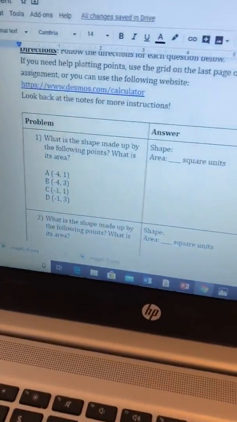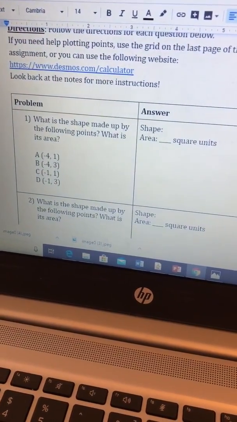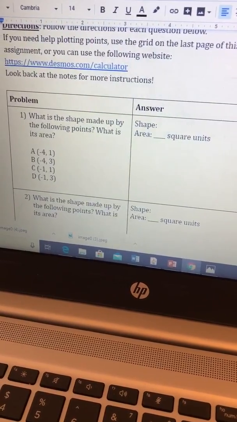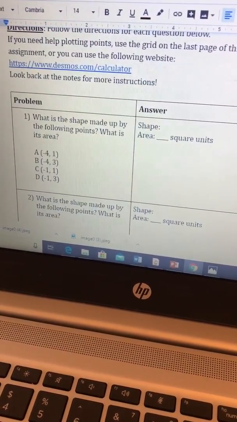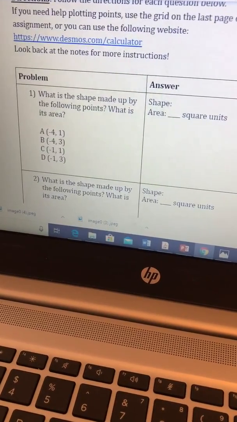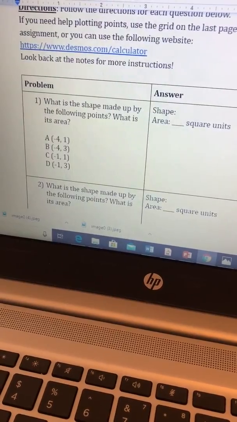For the first type of question, you're asked to plot these points and then decide what type of shape it is, and then also find the area of that shape. So for number one, you have to start by plotting those points. We'll start by plotting letter A. Letter A is -4, 1.